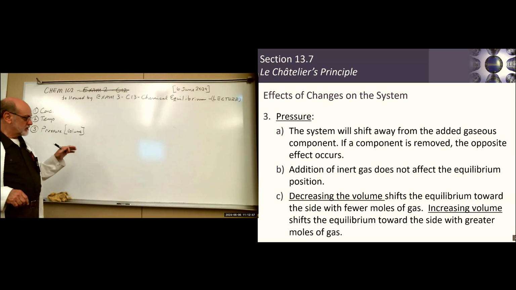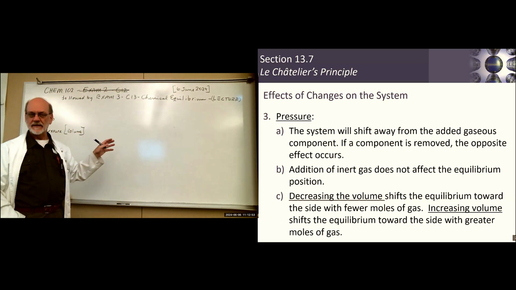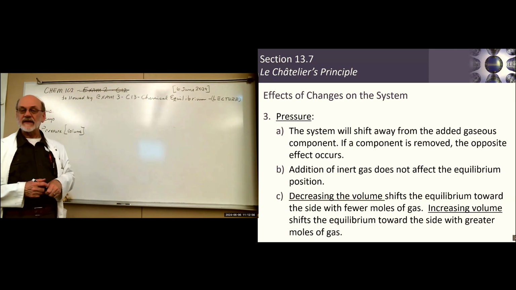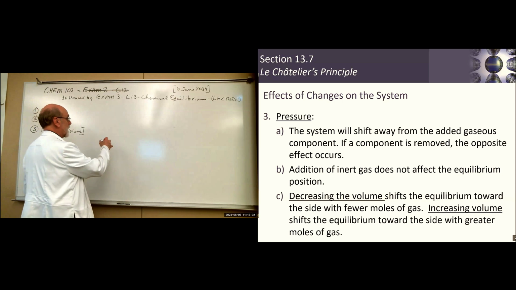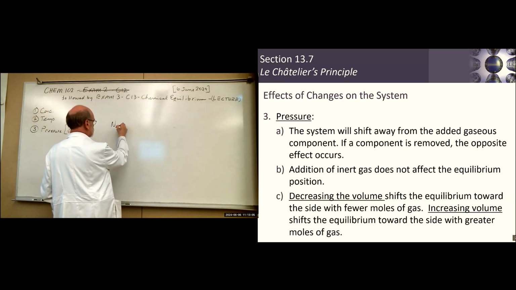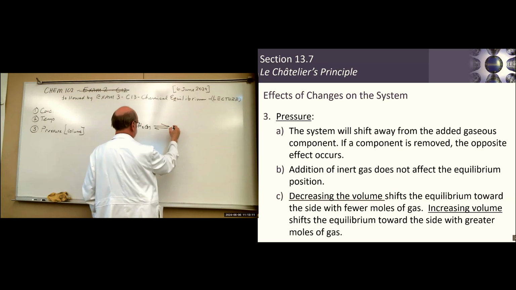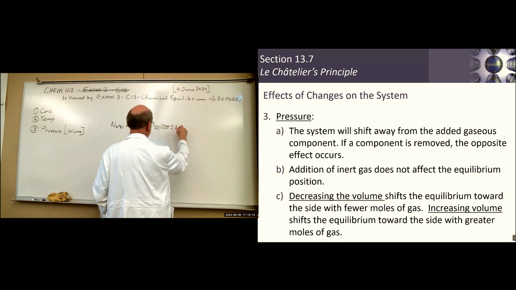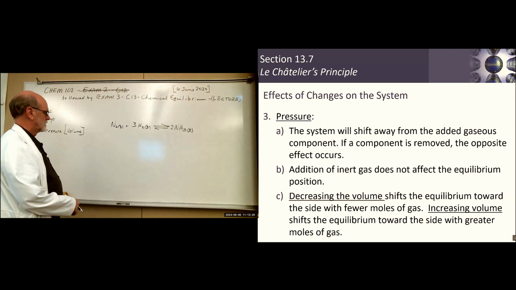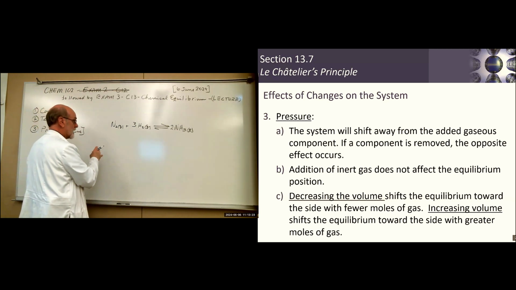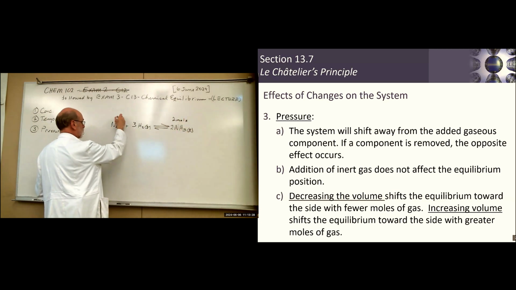So how will the reaction react to your insult? It depends. It depends on the number of moles of gas on one side versus the number of moles on the other side. So let's use Haber again. Let's say we have nitrogen gas plus hydrogen gas in equilibrium with ammonia. Notice that on this side, we have 2 moles of gas. On this side, we have 3 plus 1, or 4 moles of gas.